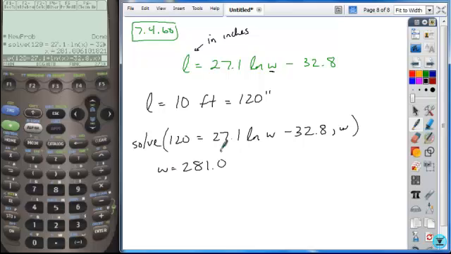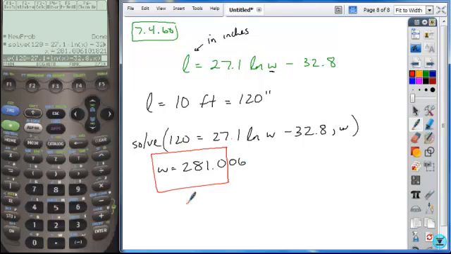Now, one of the questions that came up here, so this is what W is equal to. Notice this is 281.006. It asks you to round to the nearest tenth, right? So the nearest tenth is, we cut it off after the tenth. Does this 0 round the 0 up? No, so we just leave it as it is.